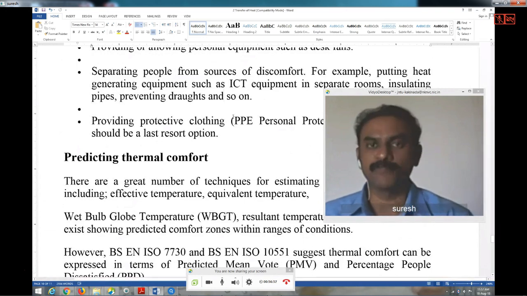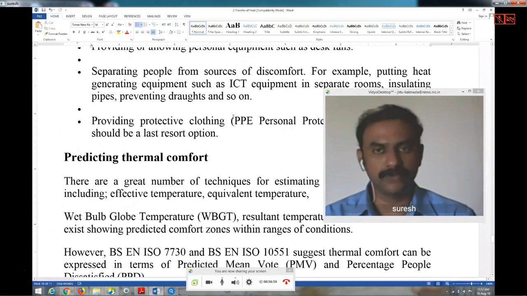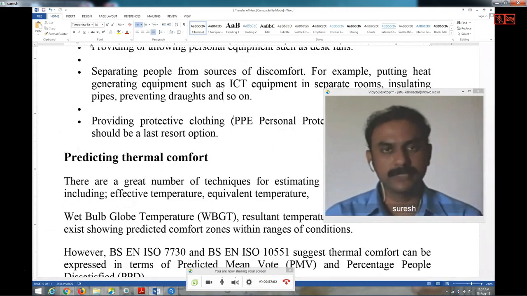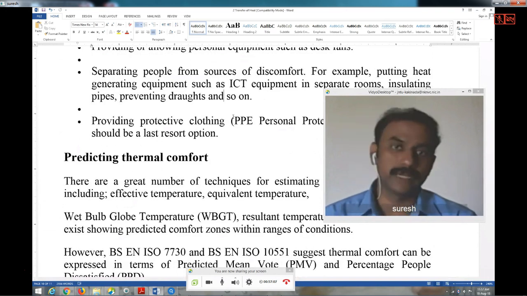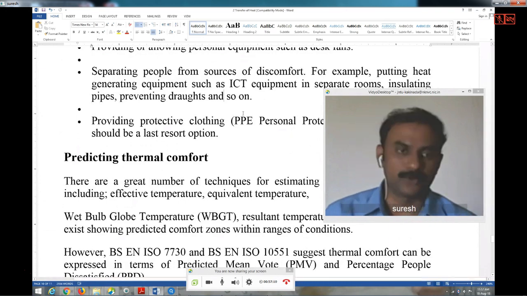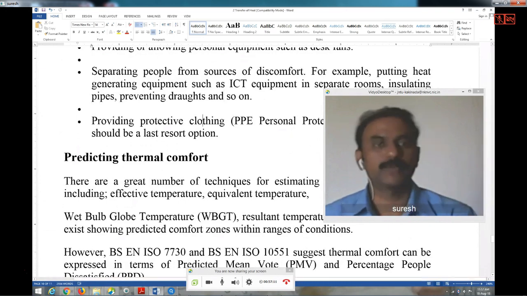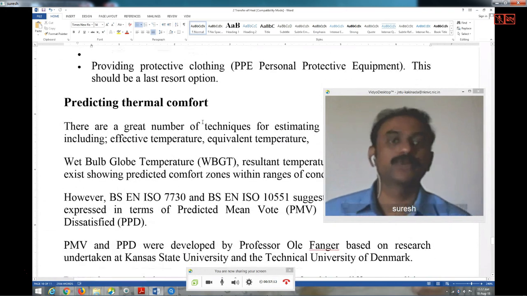Separate the persons who are working in a particular area so they can be shifted to some other location, so that the people requiring heat are kept in one room and the people requiring cool are kept in another room. Then providing protective clothing to the persons; this should be at least a reserve option.